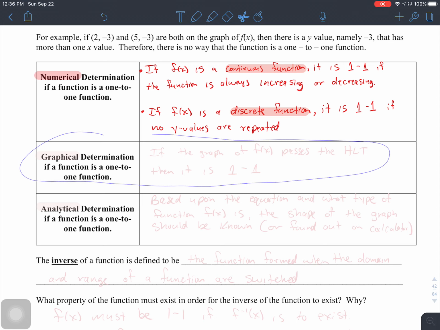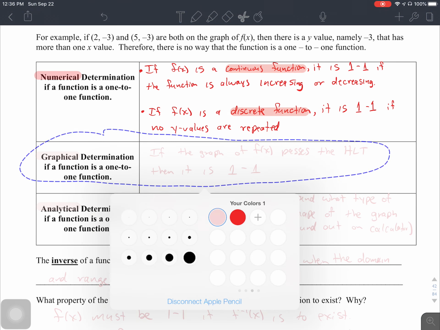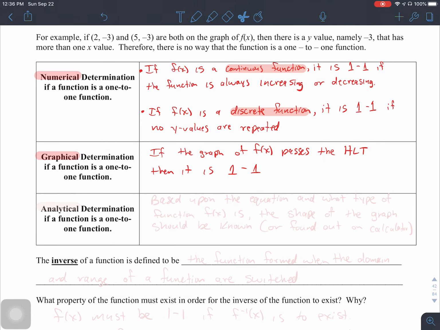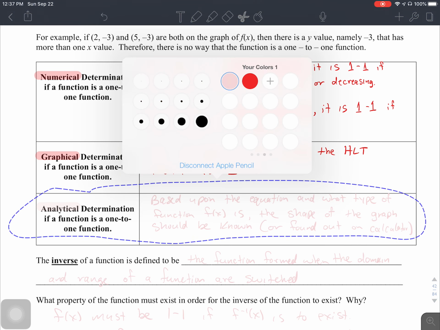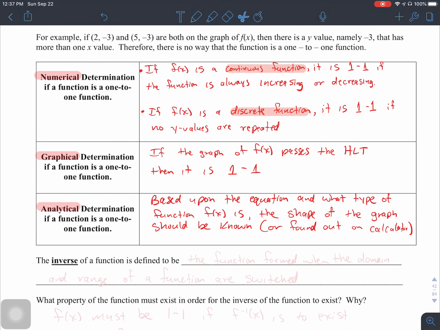Graphically, to determine if a graph is one-to-one, we can use the horizontal line test. If you can draw a horizontal line and it never hits the graph in more than one location at the same time, it's a one-to-one function. Analytically, using equations, based upon what type of function f of x is, the shape of the graph should be known from knowing parent graphs. And if we don't know it from the parent graph, then we would use our calculator to figure out what it looks like.